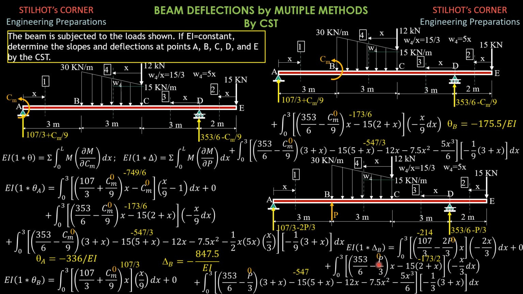So setting P 0 prior to integration, the integral of first is negative 214. The second is negative 173 over 2. Second 0, by the way. Third section, negative 173 over 2. And in the fourth section, negative 547. Combining negative 547 minus 173 over 2 minus 214, the result is delta B negative 847.5 over EI.